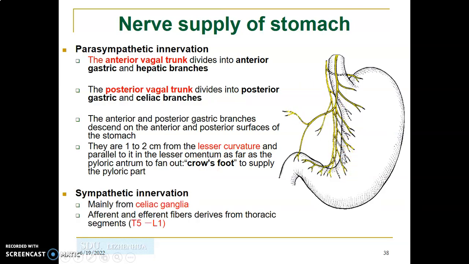Then sympathetic innervation is mainly from the celiac ganglia, and these are fibers from thoracic segment T5 to lumbar 1, T5 to L1, from the celiac ganglia.